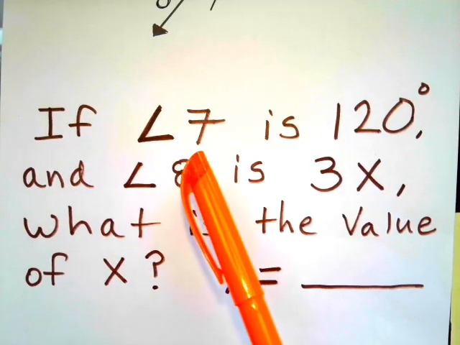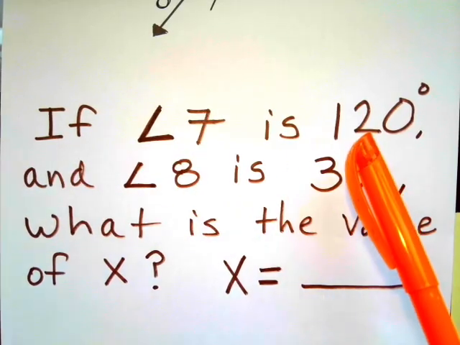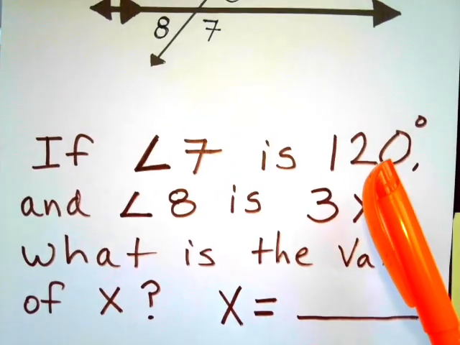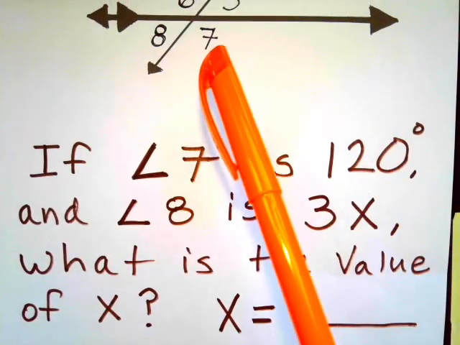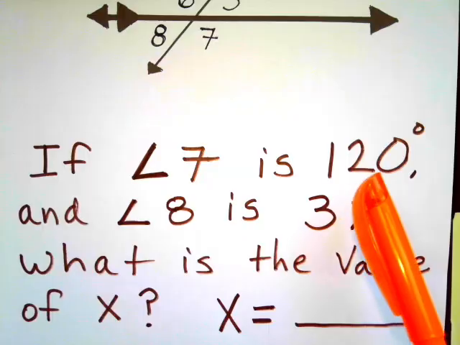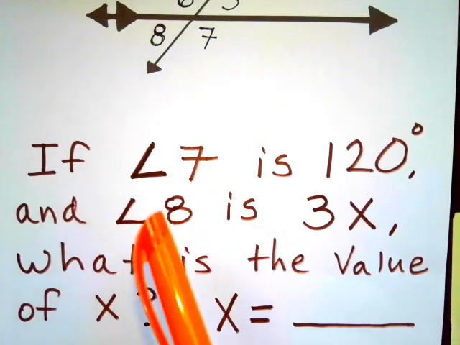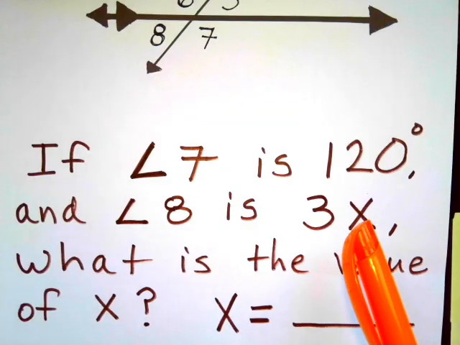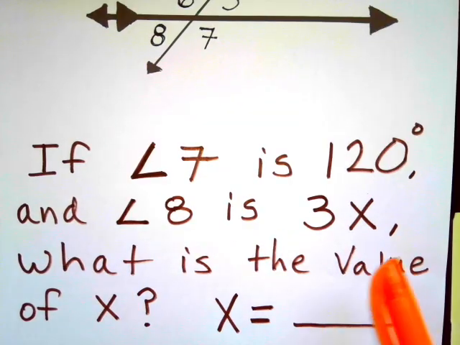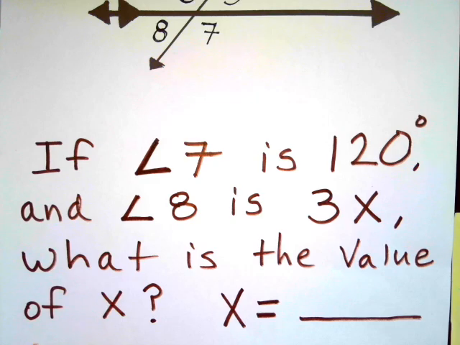If angle 7 is 120 degrees, let me lower it down just a little bit here. Okay, there's angle 7. If angle 7 is 120 degrees and angle 8, we have angle 8 right here, is 3x. What is the value of x? So the question is, what's the value of x?